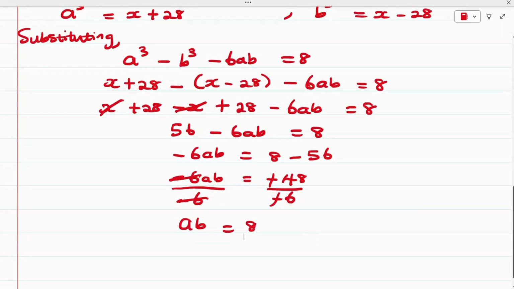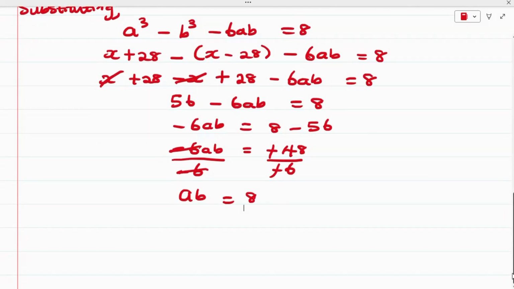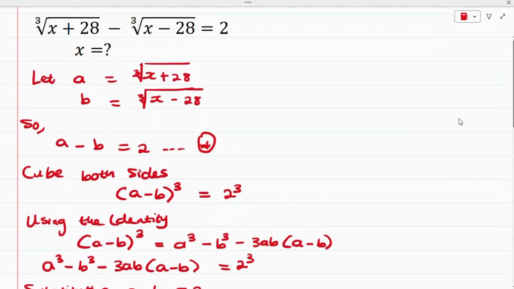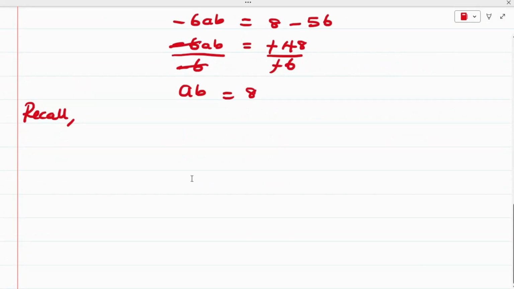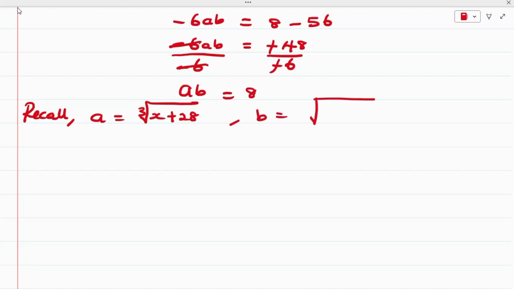Okay, so now we want to simply say at this point we want to recall that at the beginning we said a is equal to the cube root of x plus 28 and b is equal to the cube root of x minus 28. So we're going to say recall that a is equal to the cube root of x plus 28 and b is equal to the cube root of x minus 28. So we have that ab is equal to 8, right?